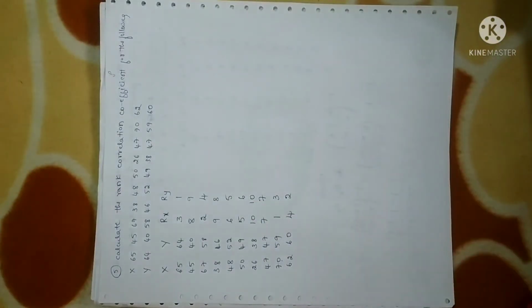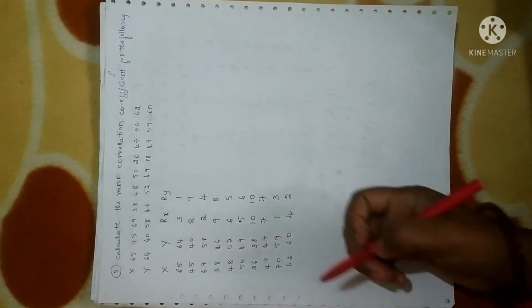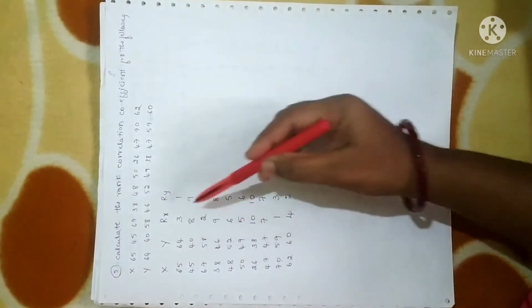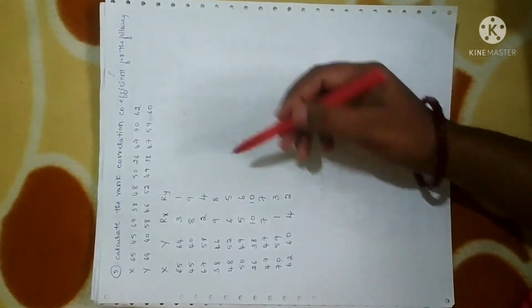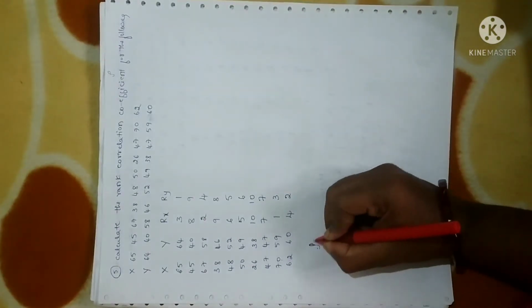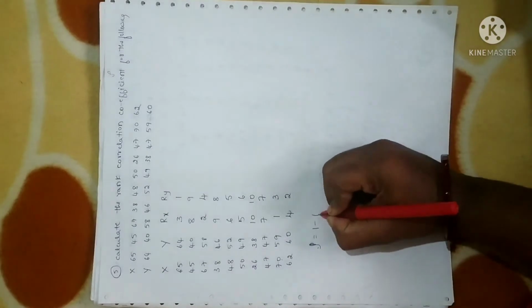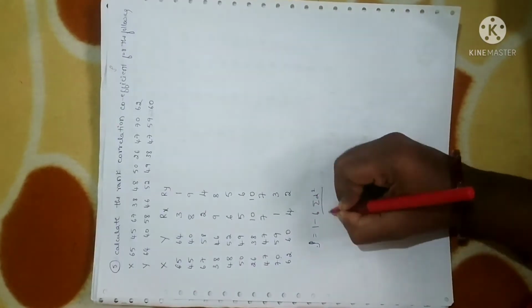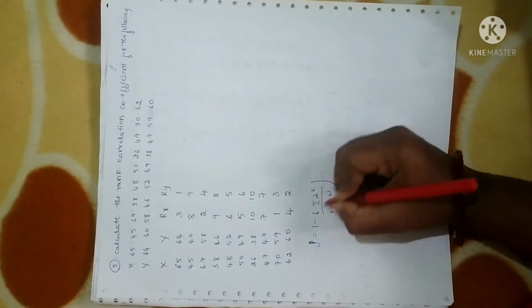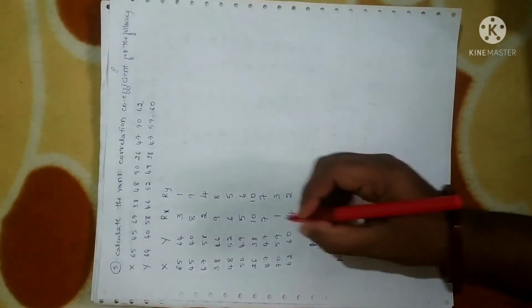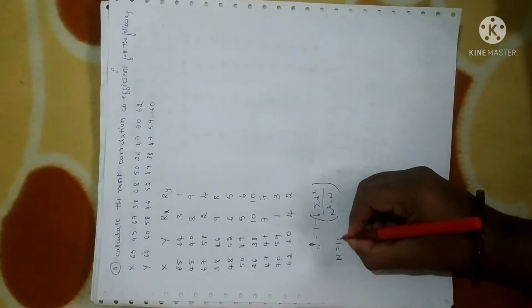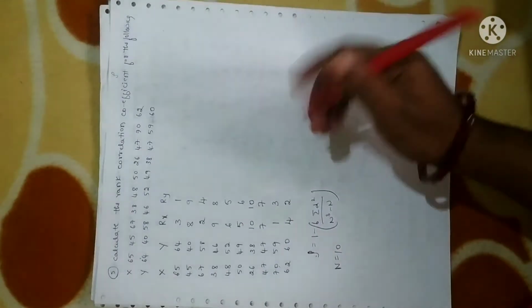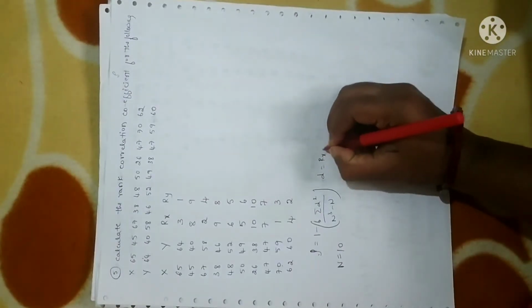Once you locate the ranks of the variables x and y, you check whether there is a repeated rank or not. In Rx you can see that there is no repeated rank. In Ry also no repeated rank. So write down the formula: rho is equal to 1 minus 6 times sigma d square divided by n cube minus n. The n value is the number of data given, so count 1, 2, 3, 4, 5, 6, 7, 8, 9, 10. Once you locate the ranks, you will know the value of n. Where d is given by Rx minus Ry.